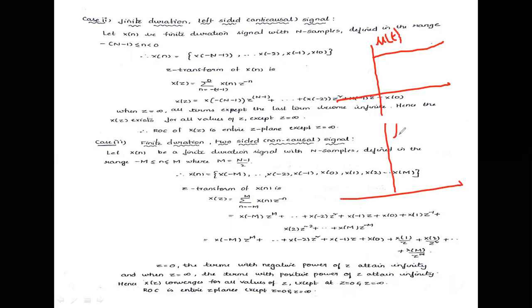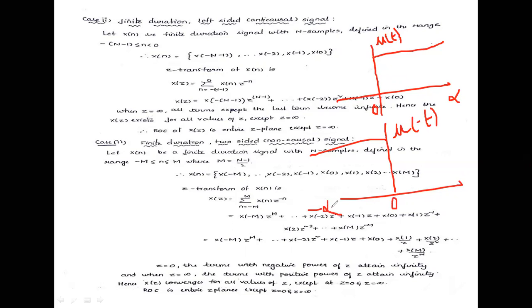Next case. Finite duration, left-sided, anti-causal signal. So now I'm taking the left-sided, meaning x of 0, x of minus 1, minus 2, and so on, up to minus N minus 1. Now see, in the definition, I take from minus of N minus 1 to 0, the left-hand side. So this looks like a right-hand sided mu of t. Left-hand sided means mu of minus t, minus 1. So 0 to infinity here, and here minus infinity to 0.